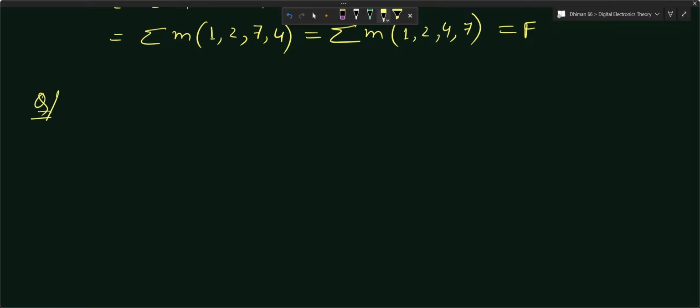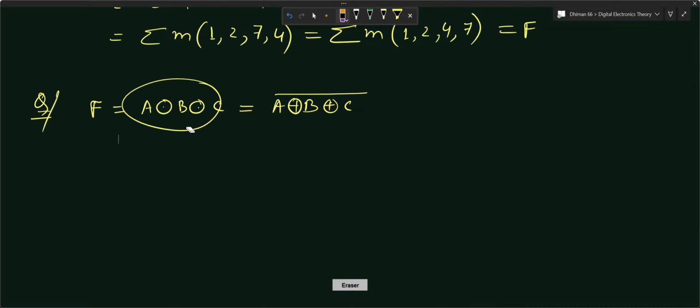Next question is we have to find out whether the given function is self-dual or not. The given function is A XNOR B XNOR C. We have to test whether this given function is self-dual or not. This is the complement of A XOR B XOR C. If we complement this, we will find this XNOR operation between them.